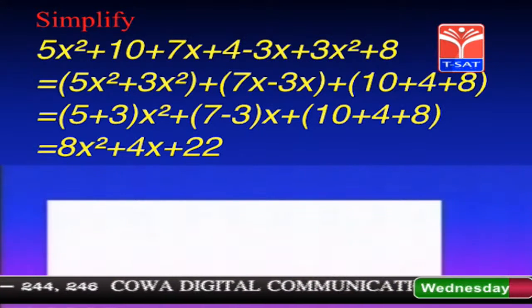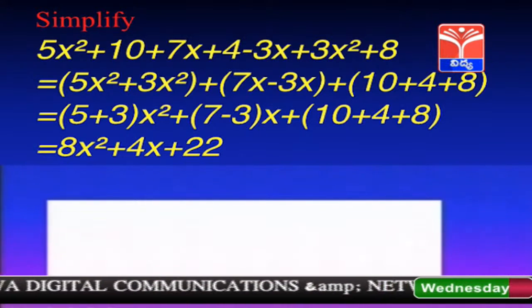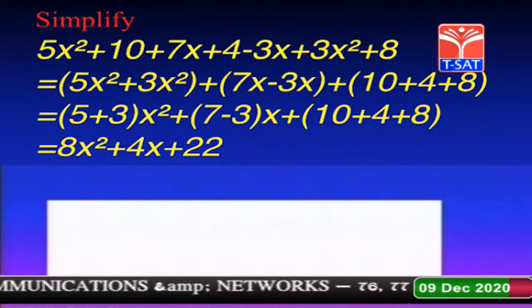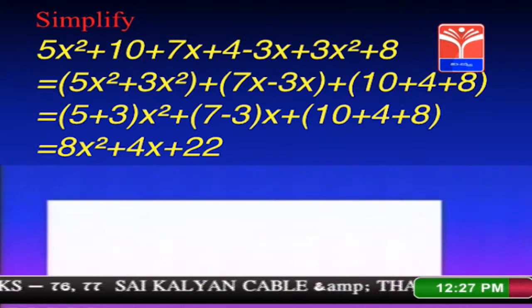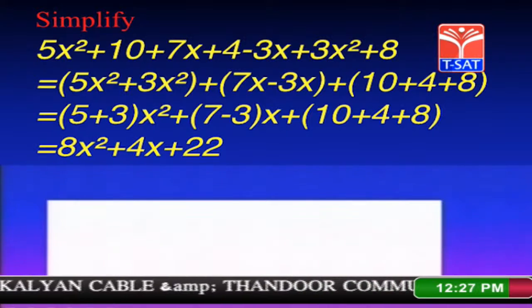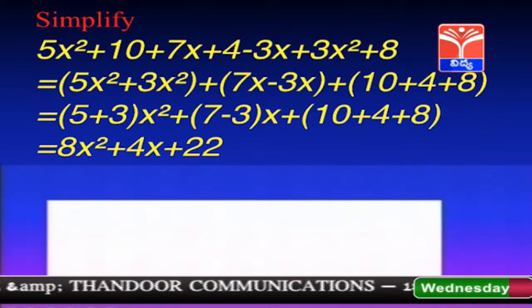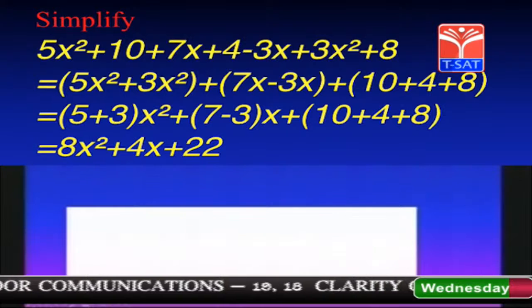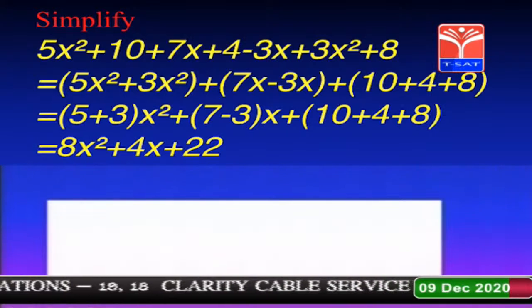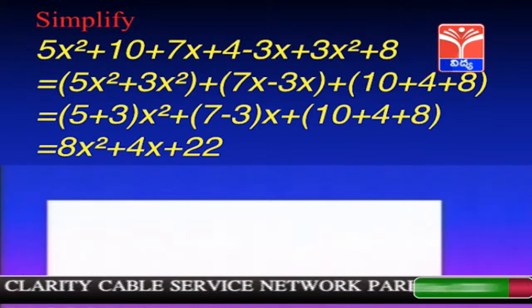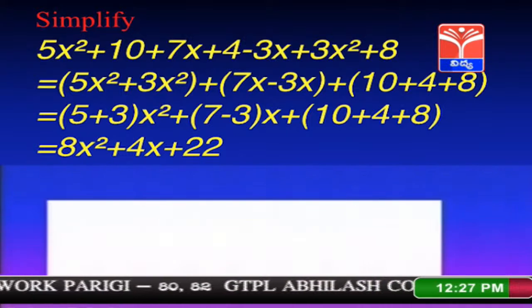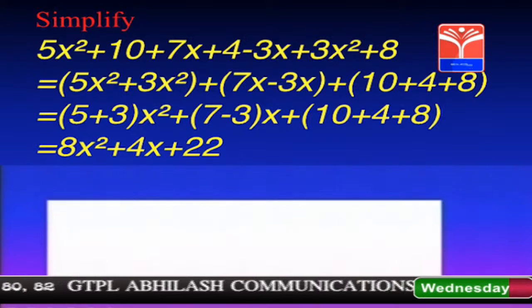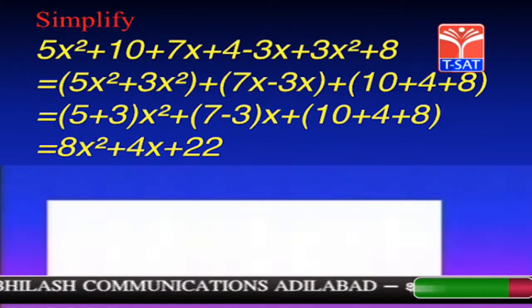Now we'll arrange these terms by grouping the like terms together. 5x square and 3x square are like terms. Next one is x terms, 7x minus 3x. Next one, 10 plus 4 plus 8. After grouping these 3, we'll add these expressions. 5 plus 3 is 8x square, 7 minus 3 is plus 4x, and here you will get plus 22.